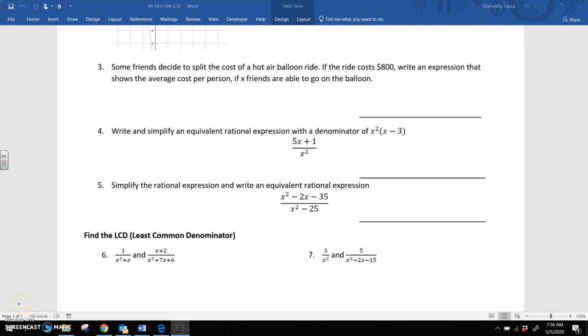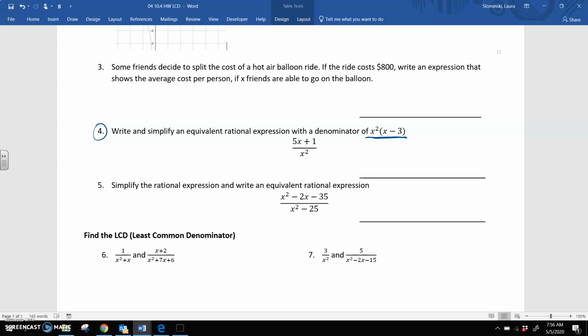Good morning. I wanted to get back to you on your question from Friday, or last Thursday, I guess, which was on 10.4, number 4. So if it's asking you to write and simplify an equivalent rational expression with the denominator of x squared times x minus 3, this is actually just an introduction into how we're going to add fractions in 10.5.